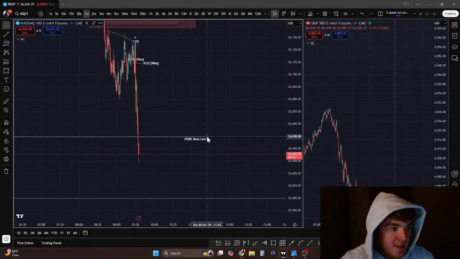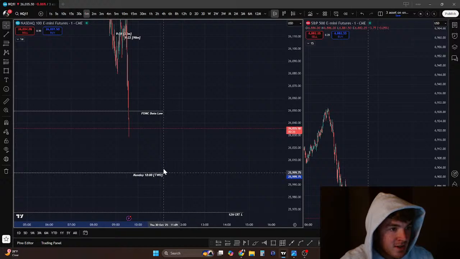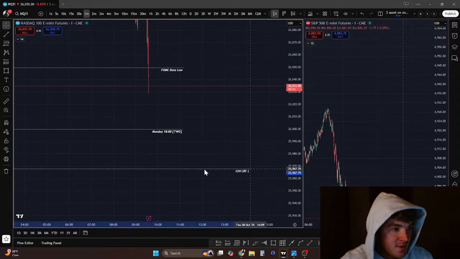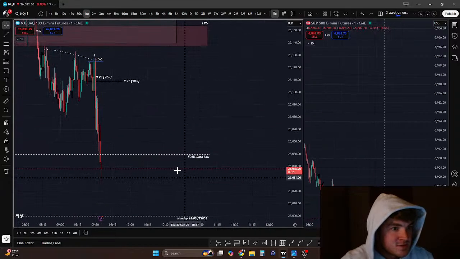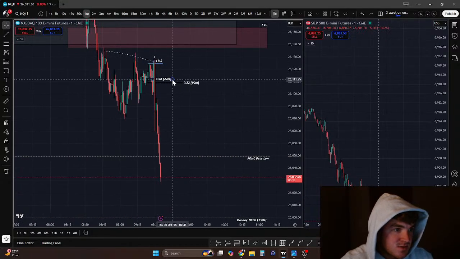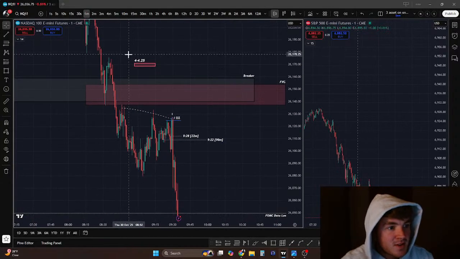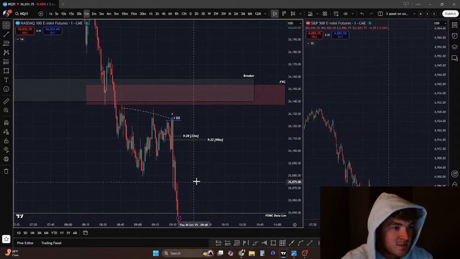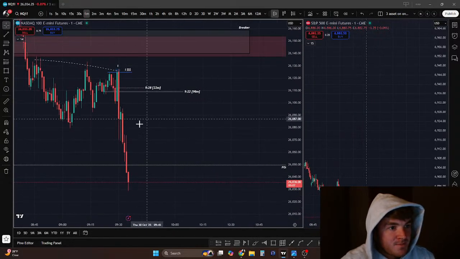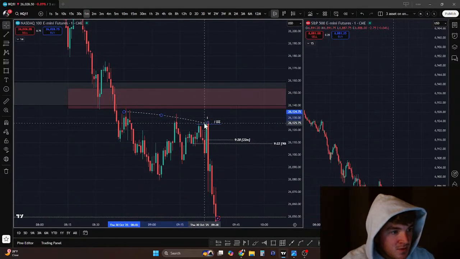So now we hit that draw on liquidity, that FOMC data low. Next draw on liquidity, Monday, 18 o'clock. And then 12-hour CRT low. Yeah, we never got that move higher, and I guess it's just because, yeah, when the market's expanding, it just wants to go where it wants to go.